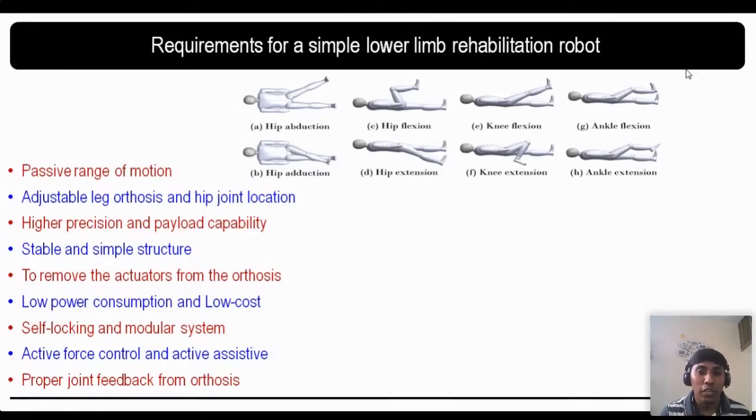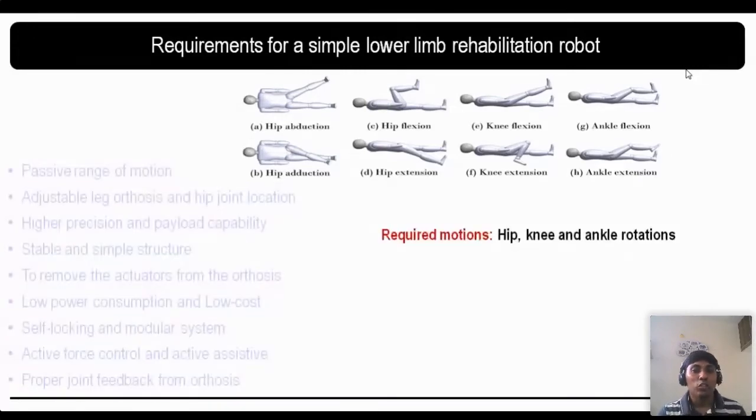So when we extend these things, we'll first focus on the three motions on the sagittal plane. These three motions are actually very simple. The hip, knee, and ankle rotate along the lateral axis, and indirectly the motion takes place in the longitudinal or sagittal plane.